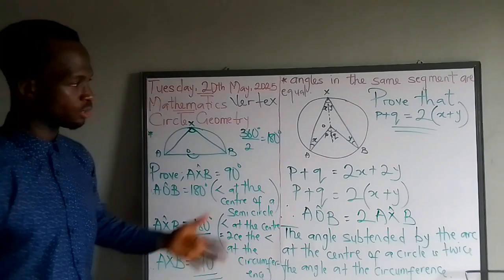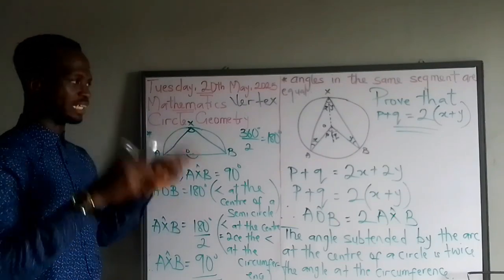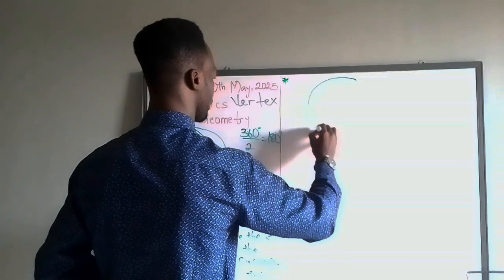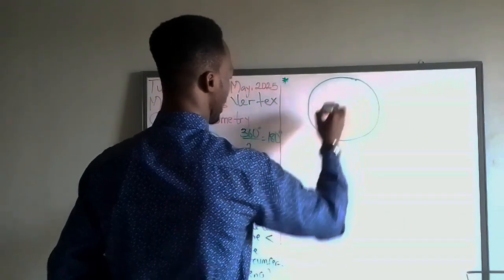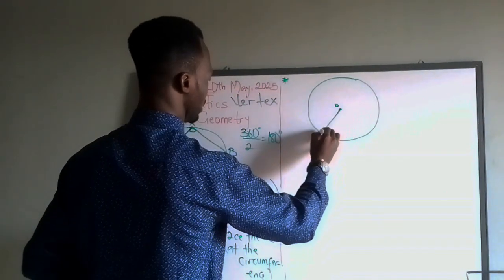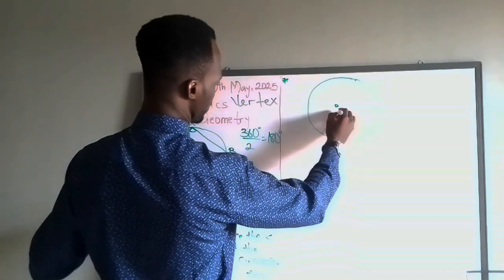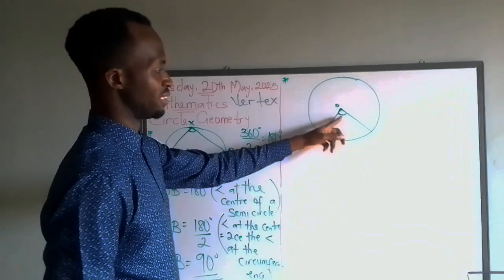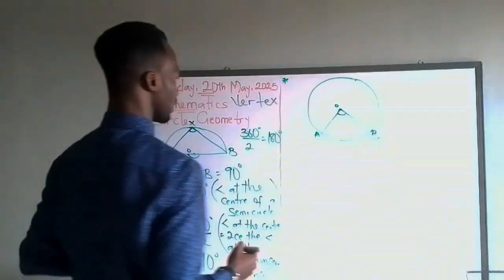So let's take the third theorem, which states that the angles in the same segment are equal. So let's draw a circle. This is a circle with center O. So this is the radius. Like we've always done, we really don't have to put anything there, but let's leave it like that. You know that this is the angle subtended by this arc at the center. So let this be AB.